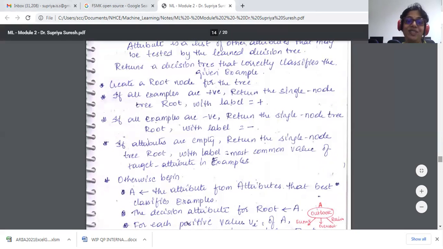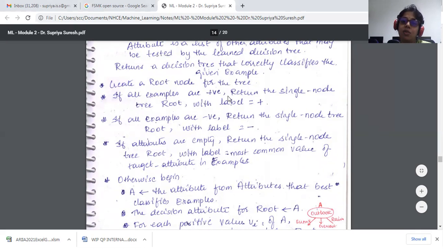So the first step is you have to create a root node. As we have already discussed, we have to create a root node. By performing the 3 major steps, the highest gain value is going to be picked up as our root node. Okay, so that we do it. Create the root node for the tree.